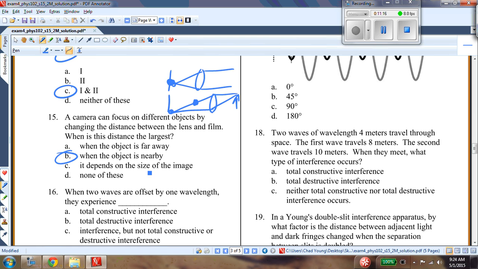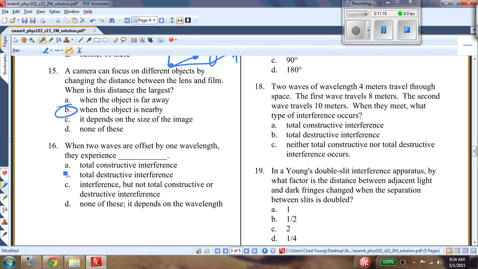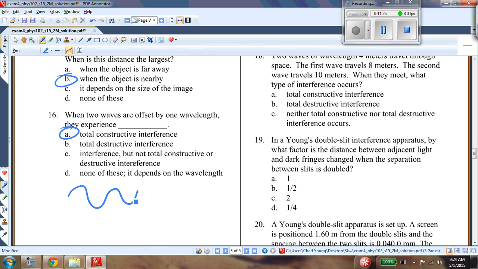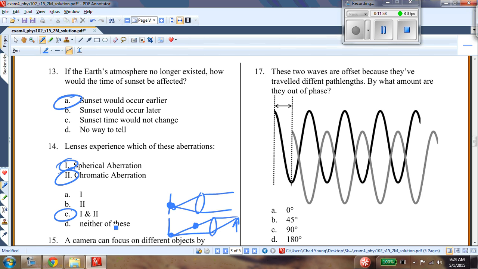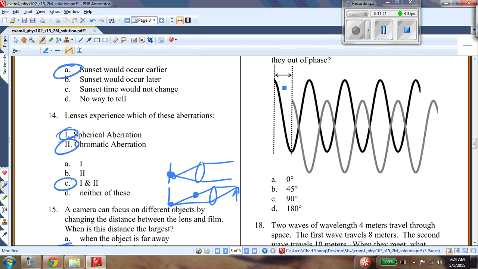When two waves are offset by one wavelength, they experience total constructive interference. That would be like having two waves like this. This is one wavelength, and so the next wave would start here, and there the peaks would still line up with the peaks and the troughs with the troughs. These two waves are offset because they're traveling different path lengths. By what amount are they out of phase? All right, this is one wavelength, so this is half a wavelength, so they're half a wavelength out of phase, so 180 degrees.